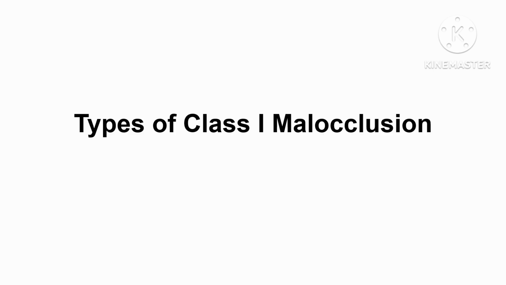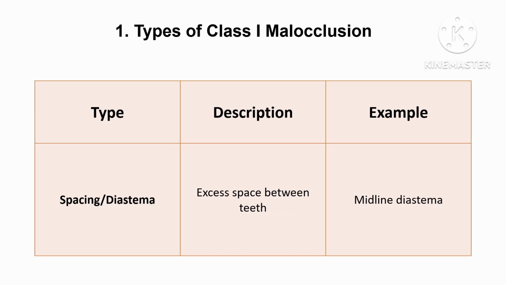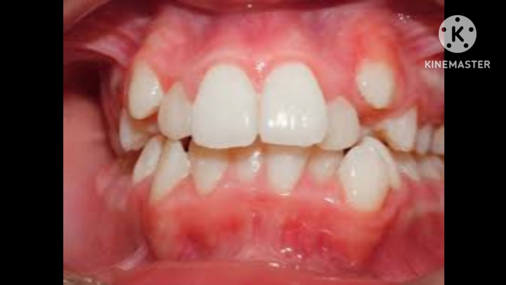According to the type of class 1 malocclusion, crowding is the most common presentation. It occurs when there is insufficient arch space for all teeth to erupt properly. Teeth overlap, appear irregular, and may erupt out of alignment.